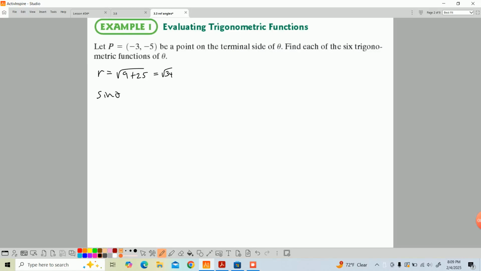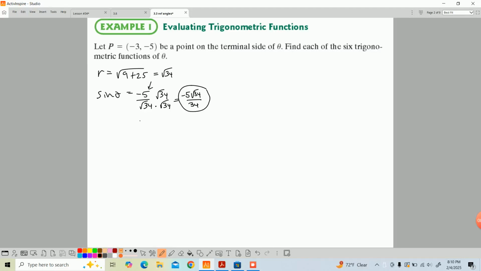Now, if we're going to take sine of theta, then we're going to get y over r. So we get negative 5, that's the y value, and r is radical 34. All right, now we're going to rationalize this by multiplying radical 34 to both parts of the fraction here, and that'll just give us negative 5 radical 34 over 34. Remember, no radicals on the bottom. Okay, so that's our sine value.